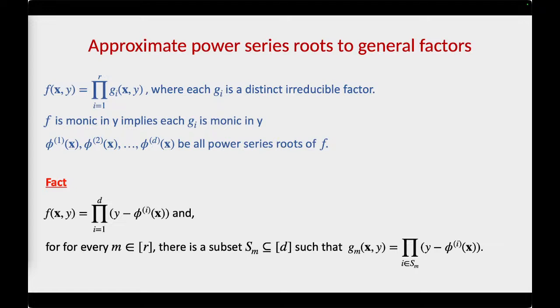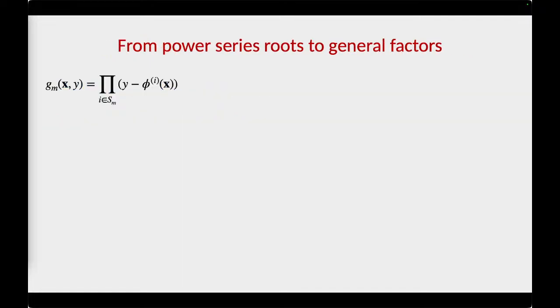Okay, so this expression tells us that if we wanted to argue about the circuit complexity of g sub i, any irreducible factor of f, then it was enough to talk about the circuit complexity of the object on the right here. The problem with this expression as it is that the phi sub i's are infinite objects, they are power series roots. But since g is a polynomial, it shouldn't come as a surprise that we can work with truncated versions of these power series roots.